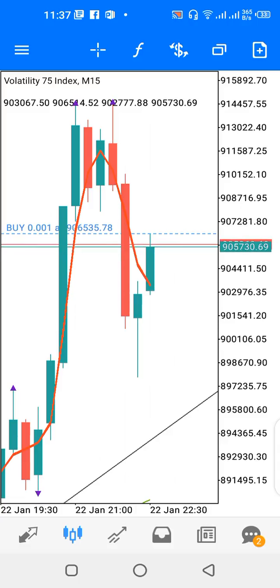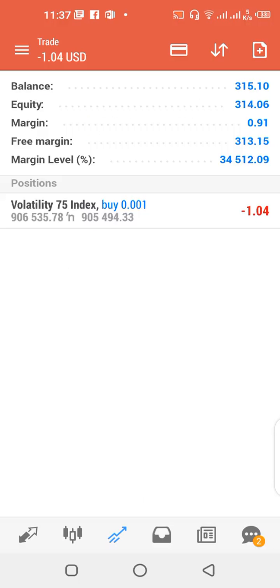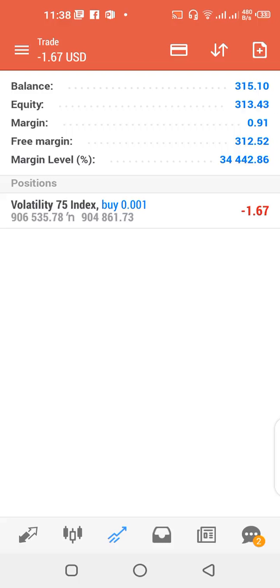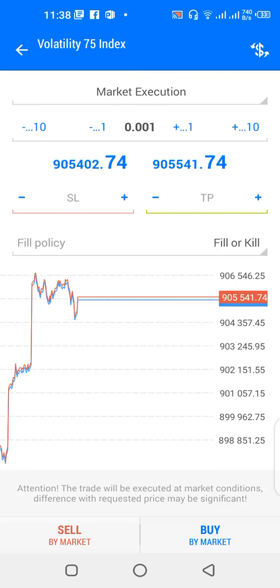So I'm buying currently. I place a buy trade at 906,535.78. Now I'm going to place my hedge trade, which is going to be a sell stop, around 4,000 points below my buy trade. That should be around 902,615.78. I'll not be using 0.001 for my sell stop. I'll be using 0.003. The Grail hedge strategy makes use of three times the lot size of the original trade when placing your hedge trade. So I'll be using 0.003.